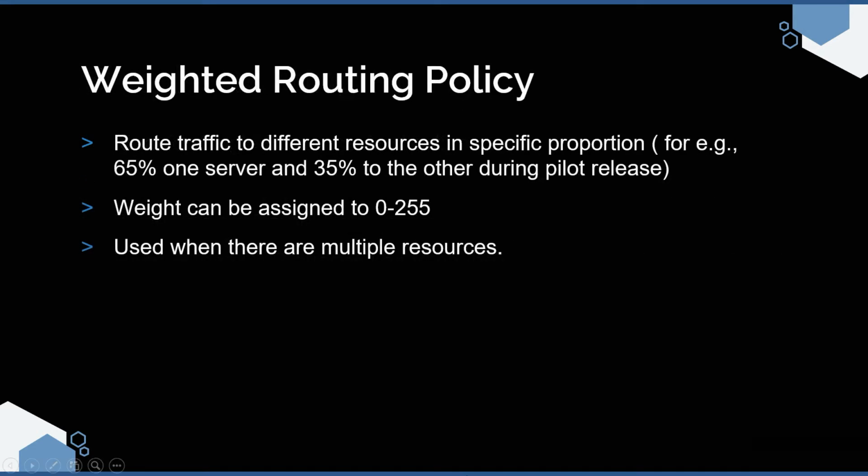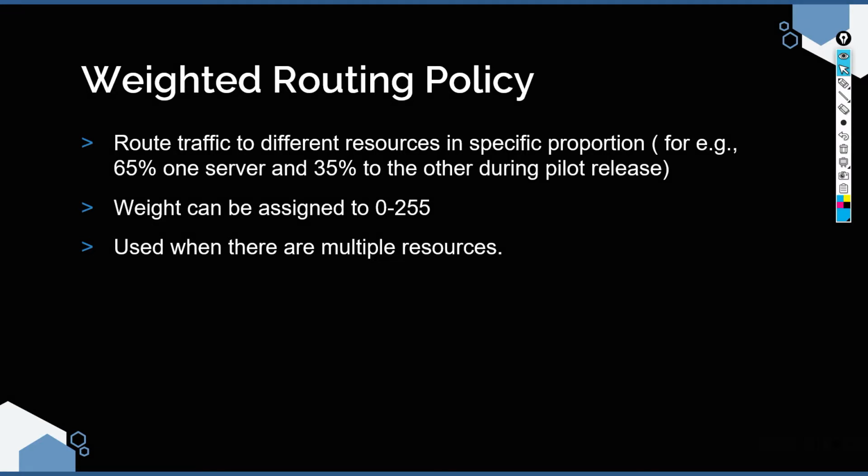The next one is the weighted routing policy. Especially these policies are used when you have a special scenario where you want to route the traffic to different servers based on needs. Say for example, you want to route 70% of the web traffic to one server and remaining traffic to another server. In that case, you can use weighted routing policy. Let us see with some example.